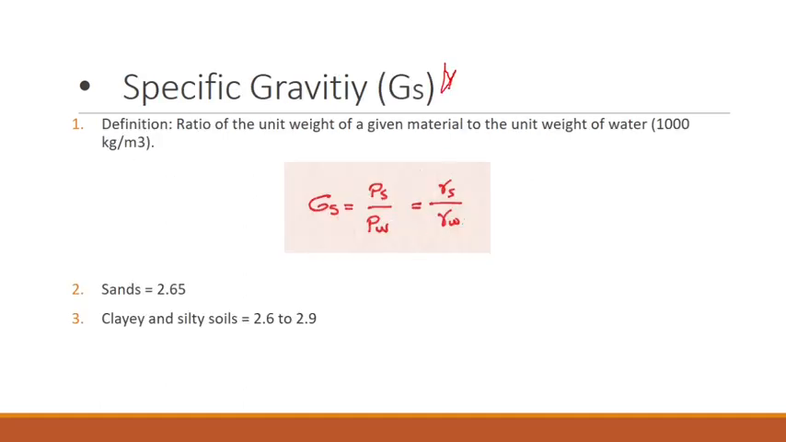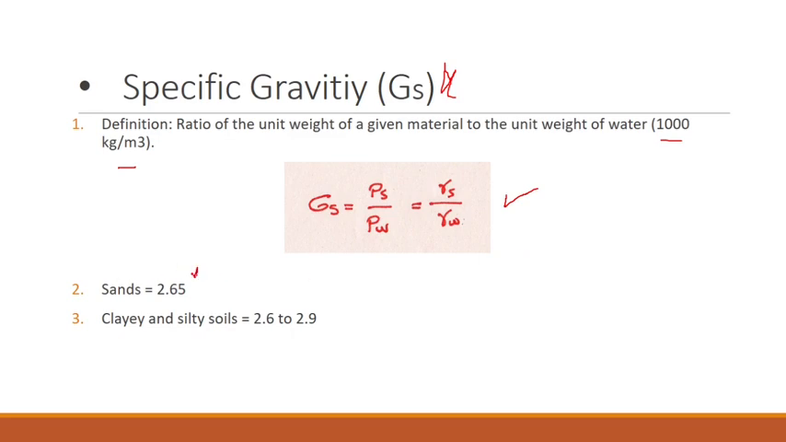Specific gravity is our other important subtopic. Definition: the ratio of the unit weight of a given material to the unit weight of water. It is a recurrent value for soil mechanics calculations. For pure minerals, it can be used for identification. Soils are mixtures of minerals, hence we determine specific gravity for soils in the laboratory.